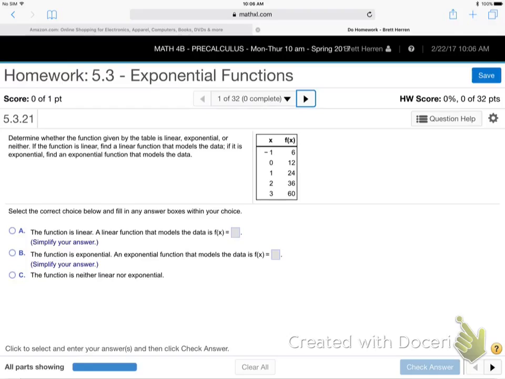Okay, so there we go. So first question is a good one.